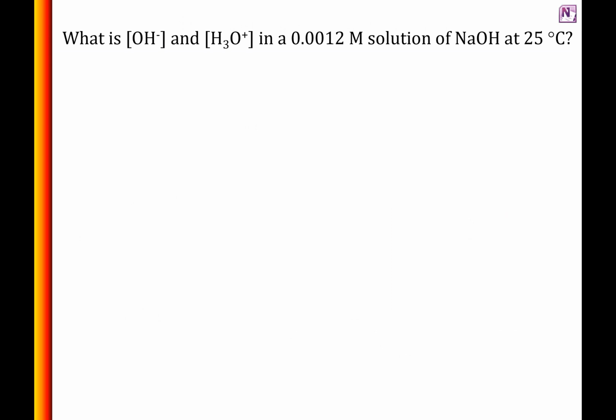So here it wants to know what the OH minus and H3O plus concentrations are in a 0.0012 molar solution of sodium hydroxide at 25 degrees C. Based on what I just told you, see if you can come up with this answer. Remember that sodium hydroxide is a strong acid. That's important. If you can't remember quite what I mean by that, go back to the definition of a strong acid and see what you come up with.